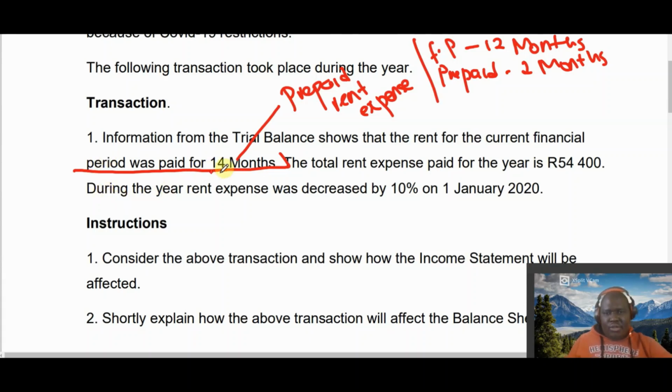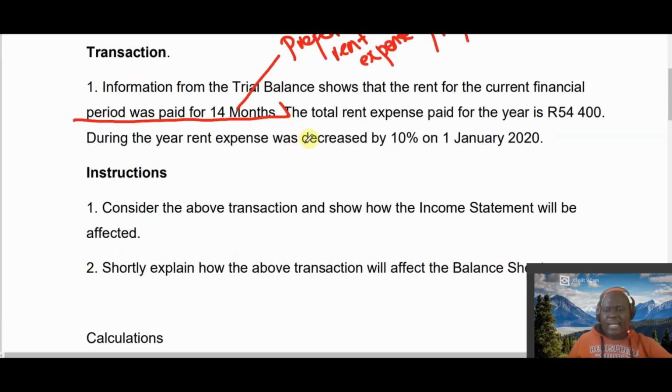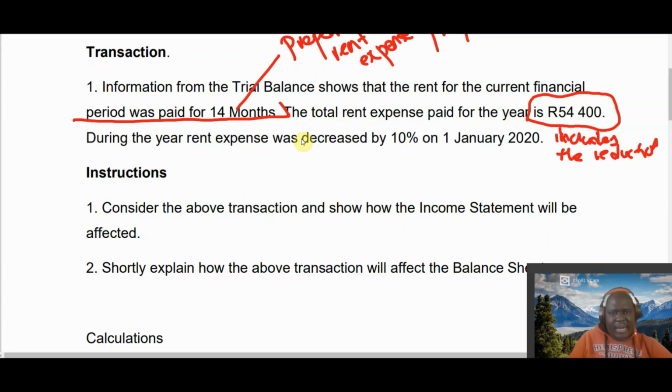Okay, so now let's continue and show how this will affect the income statement. From the information, we are told that information from the trial balance shows that the rent expense for the current financial period was paid for 14 months, and the total rent expense paid for the year is 54,400, and this also includes the reduction. So this rent is a total that was paid for 14 months, and they say that during the year the rent expense was decreased by 10%.